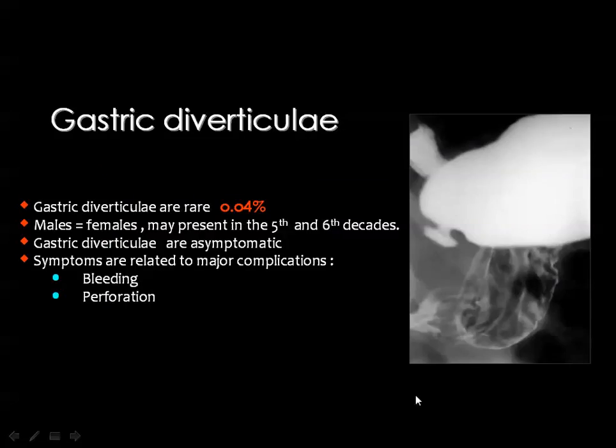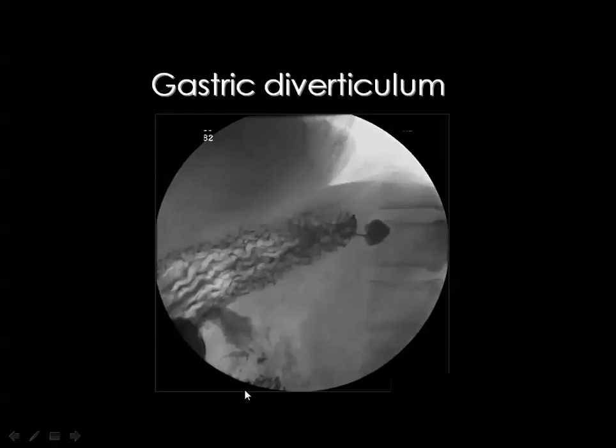Then, gastric diverticula are rare, the incidence is 0.04%, and they are usually asymptomatic, and very commonly gastric diverticula occur in the fundus. And as you all know, the common complications that are expected from a diverticulum anywhere in the gastrointestinal tract are these two major complications, which are bleeding and perforation.